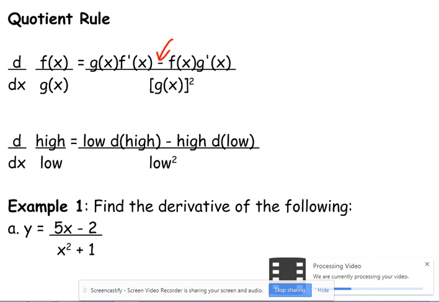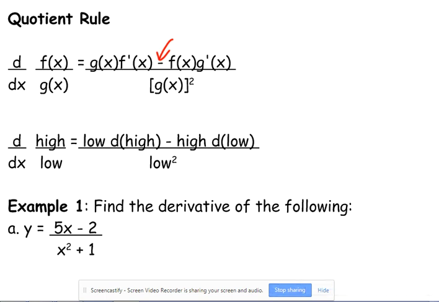Okay, so as I was saying, the order does matter with the quotient rule because of that minus. With the product rule, it was a plus. We were adding the two functions, so the order of addition doesn't matter. The order of subtraction does matter because one of those numbers is going to become more negative.